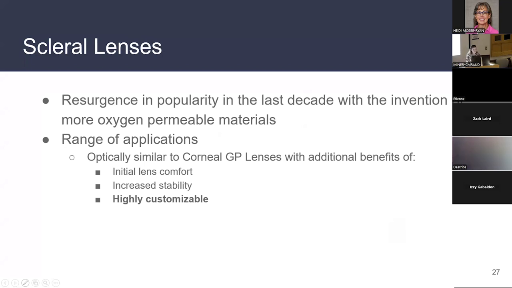You also have significantly increased stability. Why do you have that increased stability? It's partially because these lenses are highly customizable, meaning I can change just about everything about this lens. And we're going to go over all the customizations that I can make so you understand truly how customizable these lenses are for each patient.